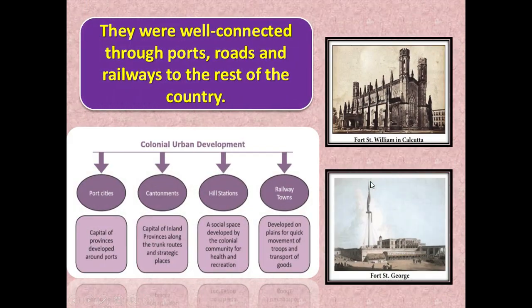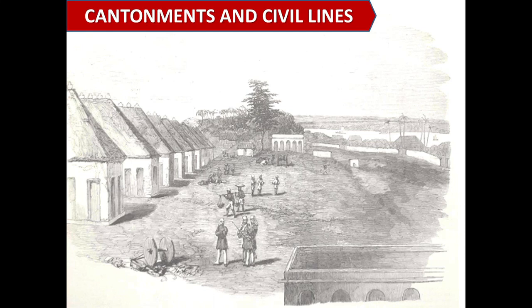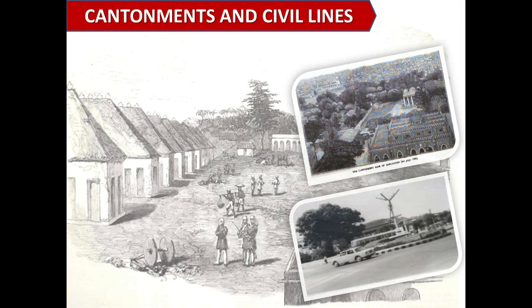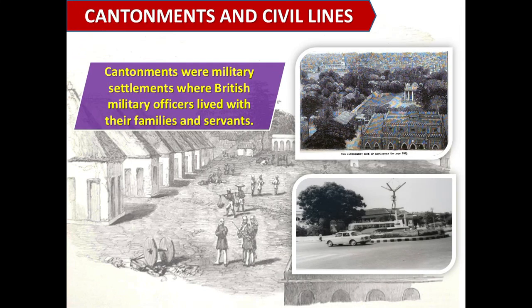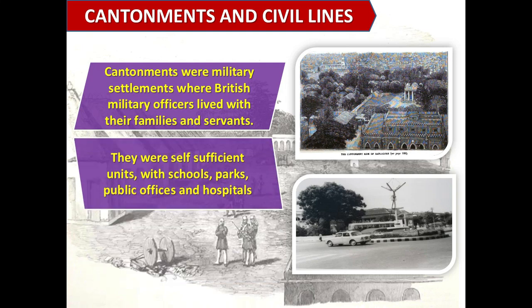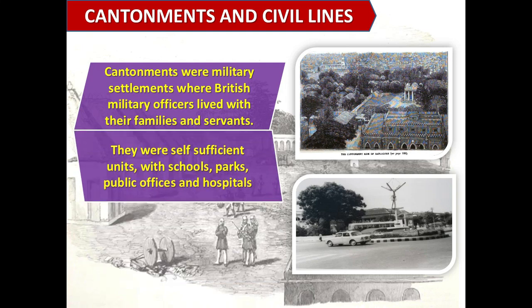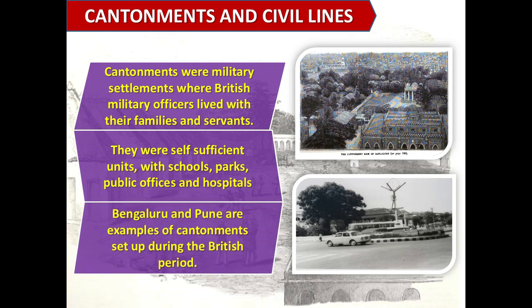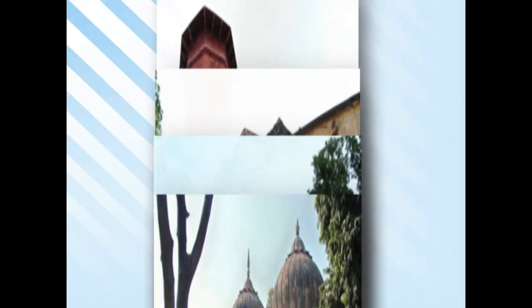They were well connected through ports, roads, and railways to the rest of the country. Next, cantonments and civil lines. The cantonments were military settlements where the British military officers lived with their families and servants. They were self-sufficient units with schools, parks, public offices, and hospitals. Bengaluru and Pune are examples of cantonments set up during the British period.